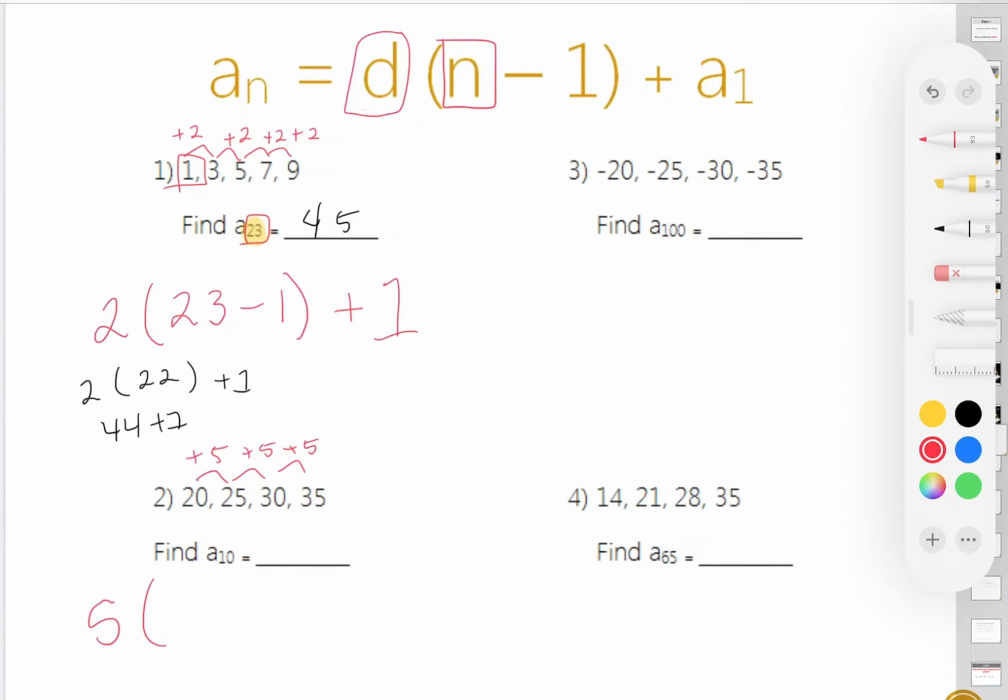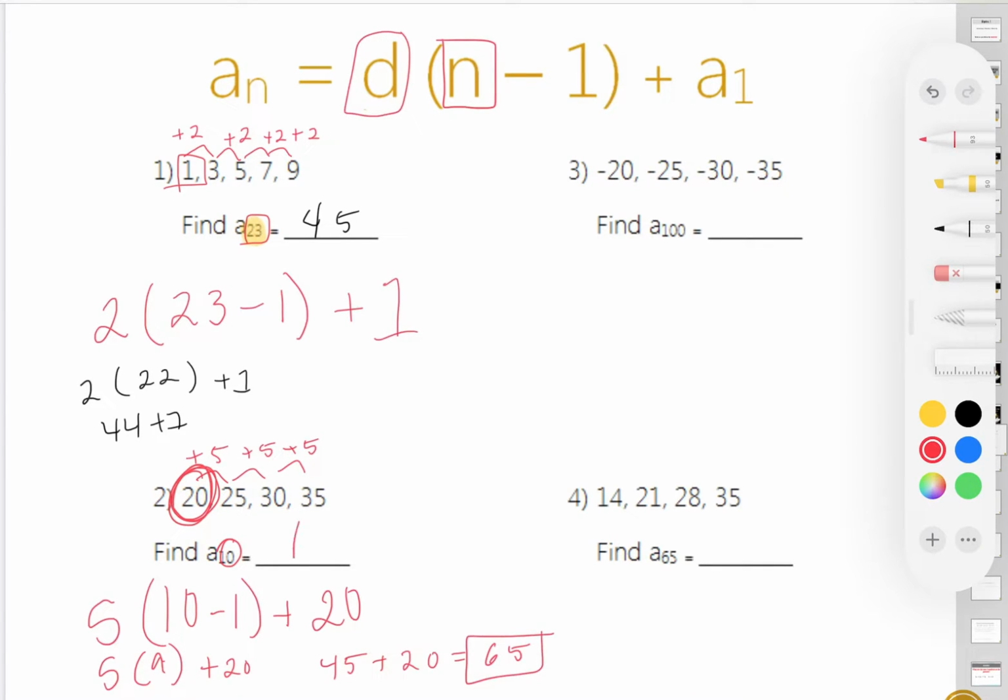Then it wants my desired number. The desired number is the number that's written here. It's a 10. And then there's a minus 1. Then we're adding A1. A1 is the first number in the list, which is 20. So now we can clean this up. 10 minus 1 is 9. 5 times 9 is 45 plus 20. 45 plus 20 is the number 65. So the 10th number in this row would be the number 65.